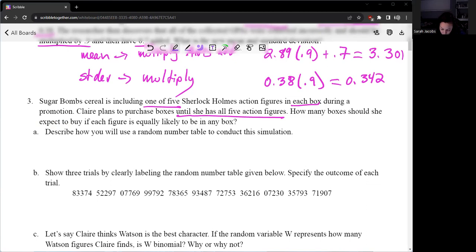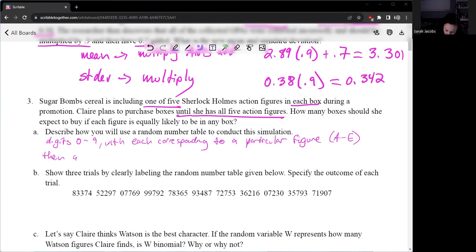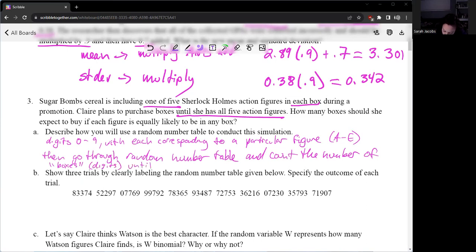So I am, once again, going to use digits 0 through 9 with each corresponding to a particular figure, which I'm going to label as figures A through E. Then go through the random number table and count the number of quote boxes, which in this case will be digits, until all 5 collected.